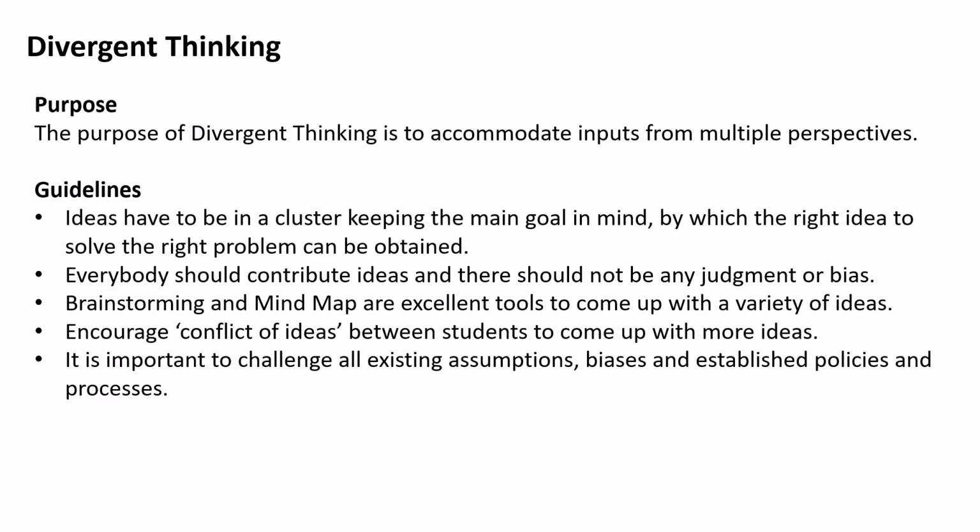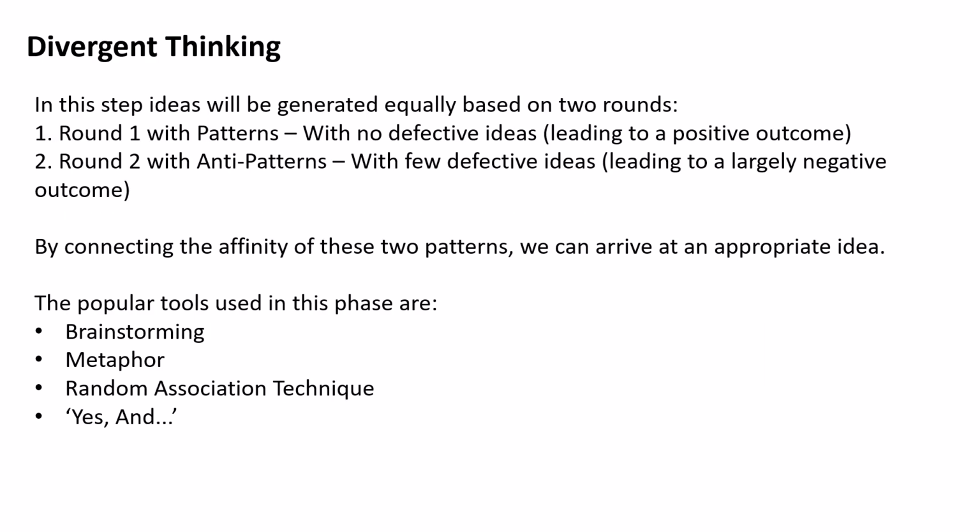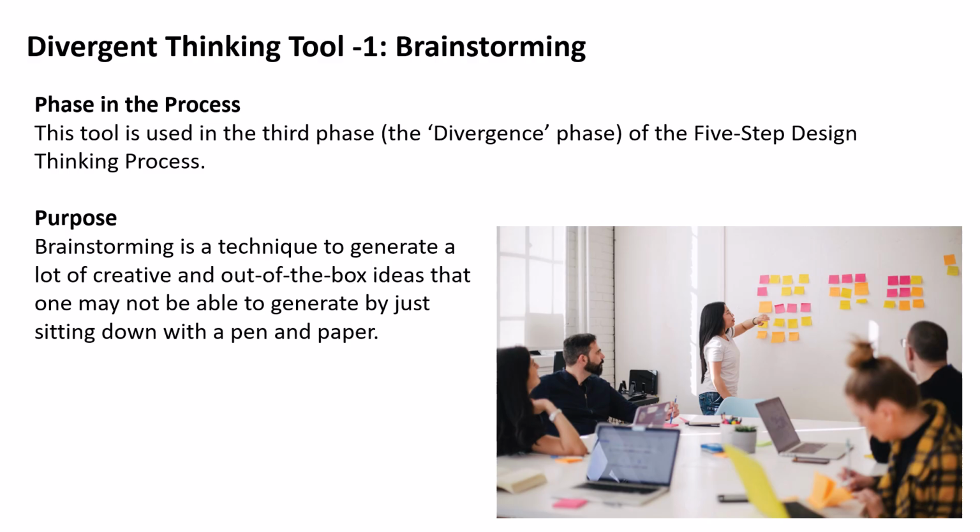So what questions should you have in your mind? How many ideas were you able to come up with for your project? Did everyone participate? We can use these two steps of divergent thinking. Round one with patterns, with no defective ideas, leading to a positive outcome. Round two with anti-patterns, with defective ideas, leading to largely negative outcomes. By connecting these two, we can arrive at an appropriate idea with the four popular tools: brainstorming, metaphor, random association technique, and yes and. So what is brainstorming?